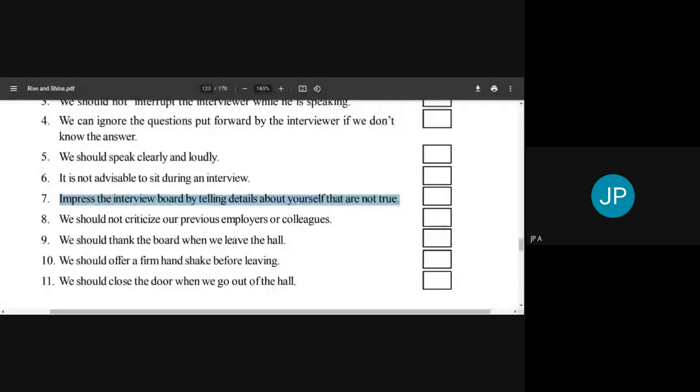No, we should not do that. So again, here, this quality of honesty is very important. We have to be honest about ourselves. So even if you say some things which are very impressionable, they will find out if it is not true. So it is better not to say the wrong things. We should not criticize our previous employers or colleagues.